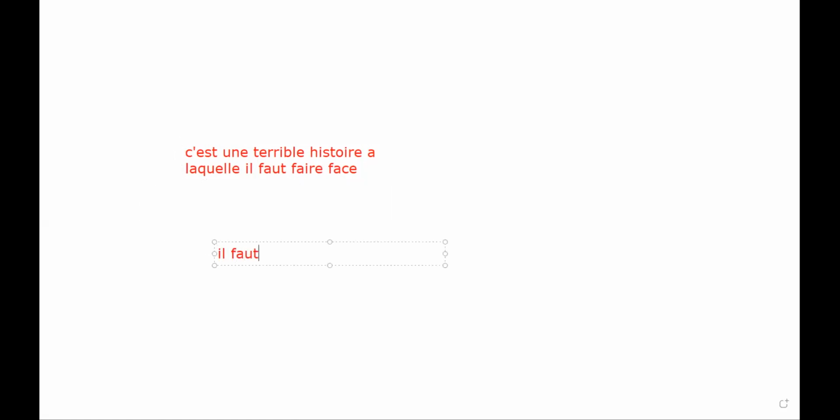Il faut basically we use for a mandatory situation. You have to. Il faut. Say clear. Is it clear? Yes, sir. Basically, we have the verb falloir. We have the verb falloir. So il faut is basically one must, you must, he must, she must, because we have only conjugation with il faut. Is it clear to you? Yes, sir.